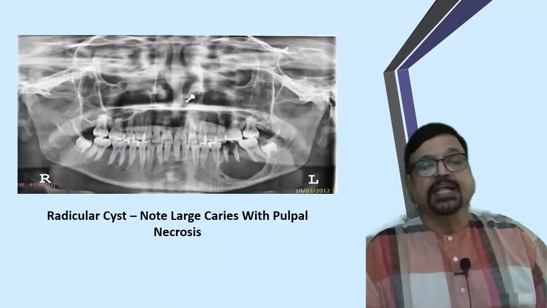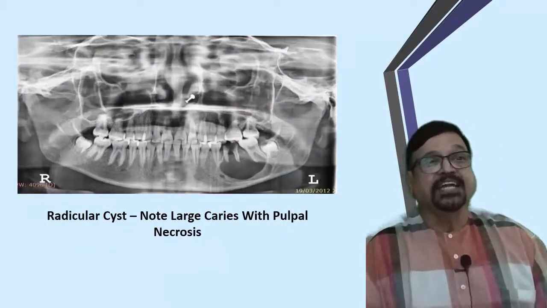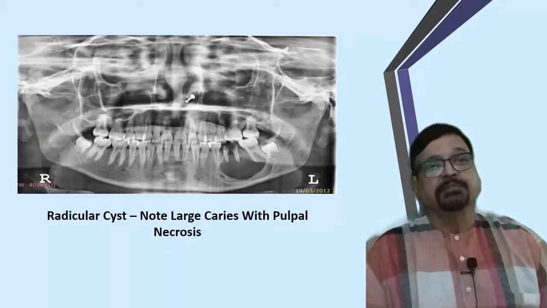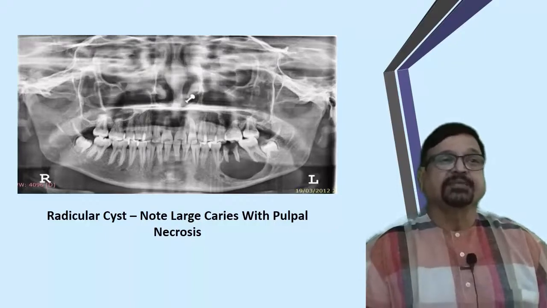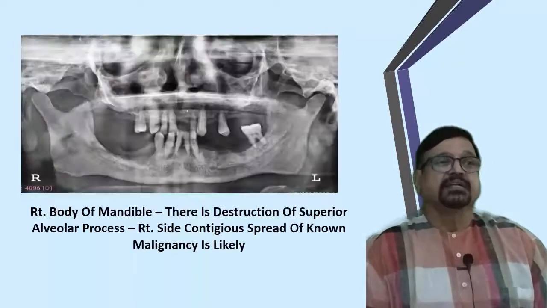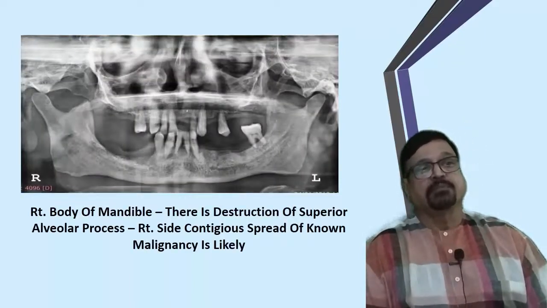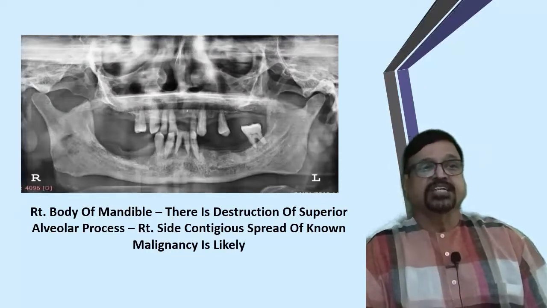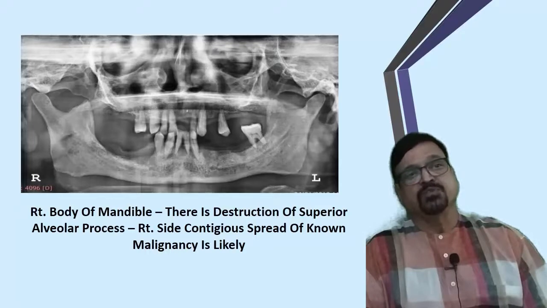Now a large osteolytic lesion. The interesting feature here is the carious tooth. This is a radicular cyst, not a large caries with a pulpal necrosis. This is what we have described, how infection descends down. Now here again, right body of the mandible, there is a destruction of the superior alveolar process. On the right side, there is continuous spread of malignancy.